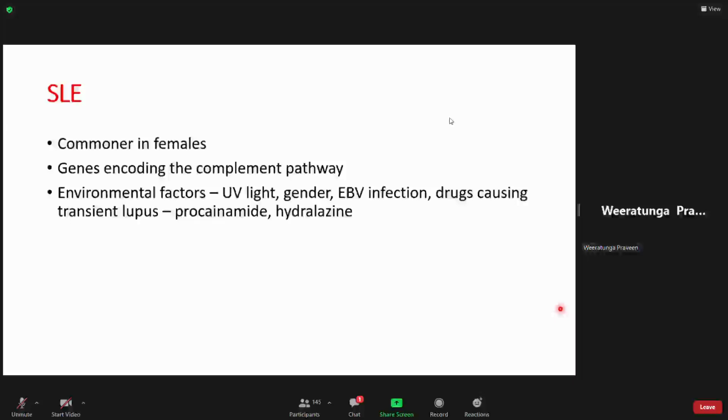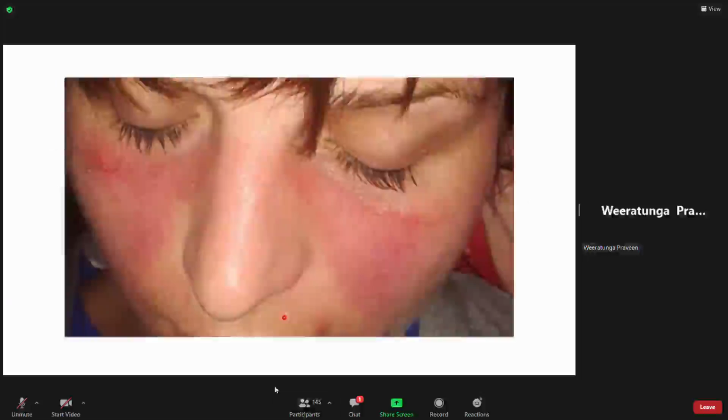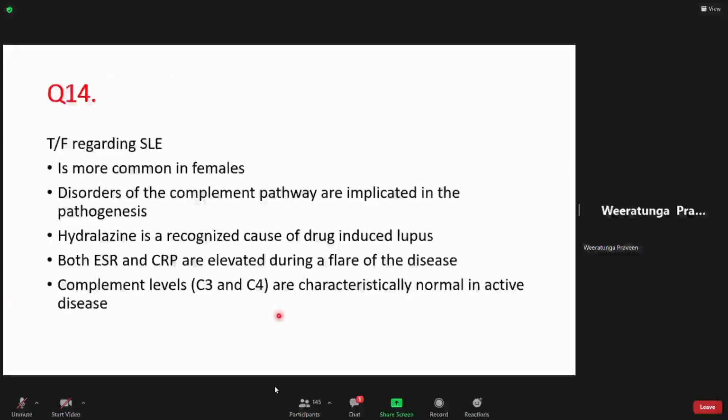And some of the important, okay, right. So there are certain genetic factors and environmental factors, and certain drugs can also precipitate SLE episodes, right? Procainamide, hydralazine, and all of you have seen the very typical butterfly malar rash of SLE.